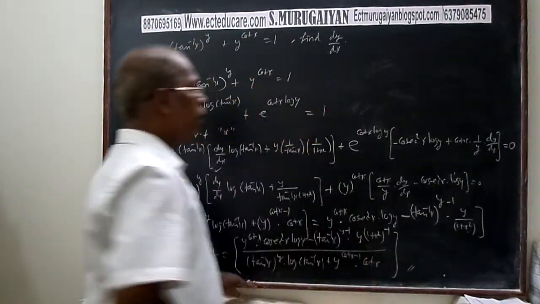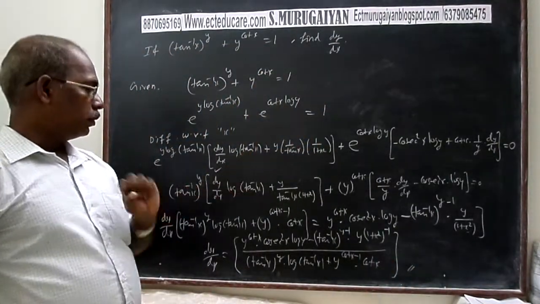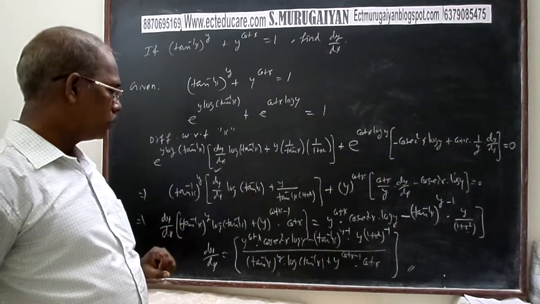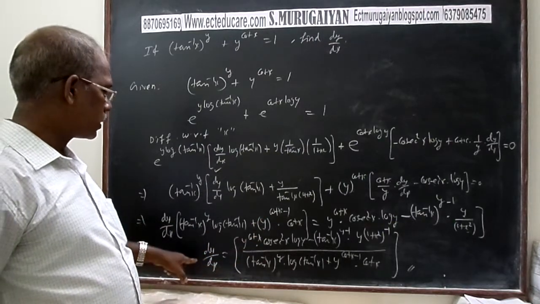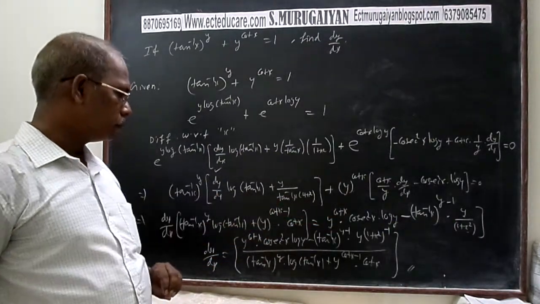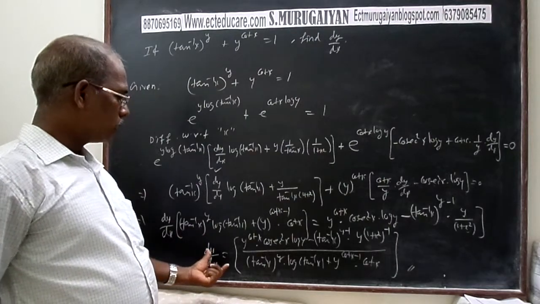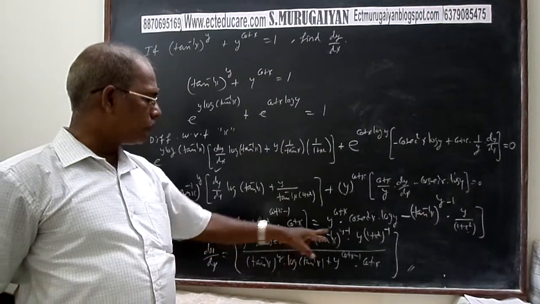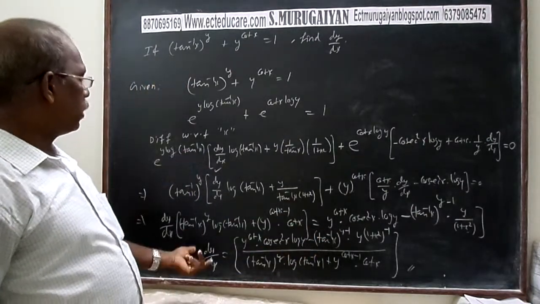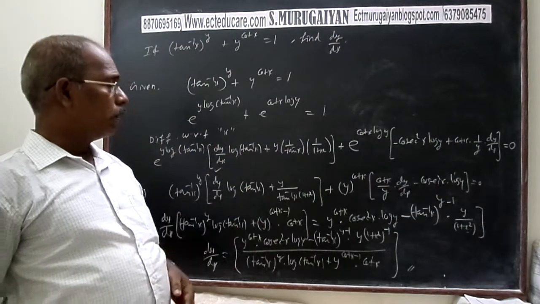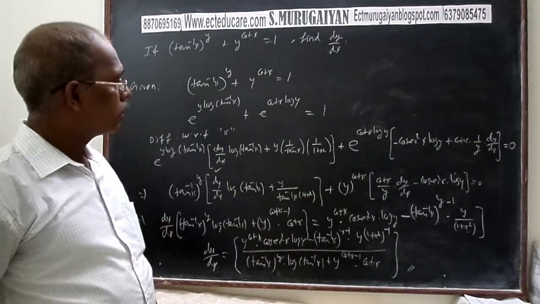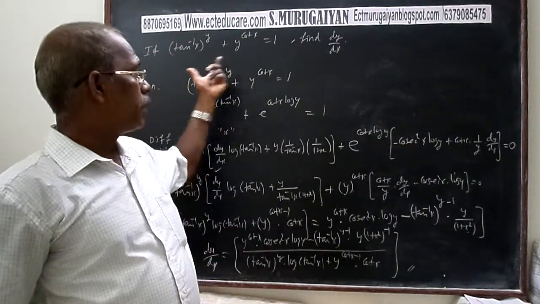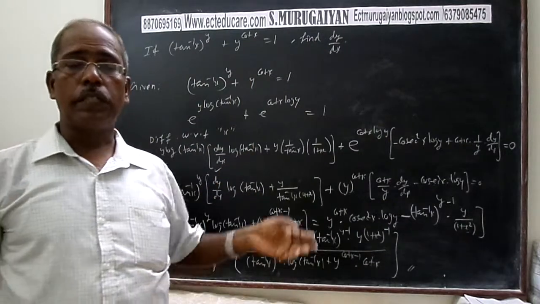So dear student, one important point: in the case of an implicit function, we cannot write dy by dx only in terms of x. So dy by dx is a mixed expression, another implicit function. Here also we cannot separate x and y. Therefore, the derivative of an implicit function is also an implicit function in many cases. Just go through it. We are going to discuss one more similar problem of the same type, implicit type, to get dy by dx.